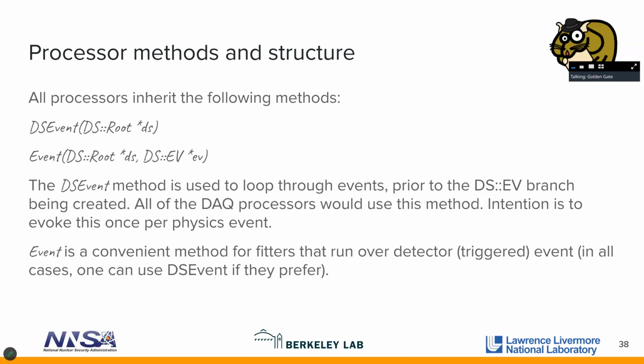So I think this is what you said, but you could just reproduce event by calling DS event and adding an if triggered. Yes, exactly. Basically, you can see the bit of code in the processor class that does it, and just copy that bit of code into your own processor, and that would be fine. It's just sort of a convenient thing.